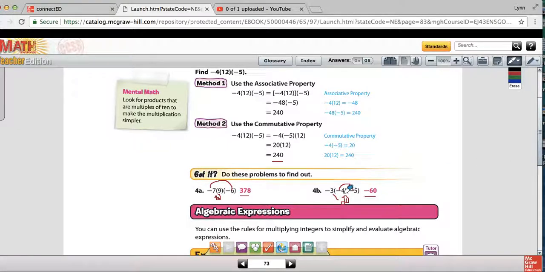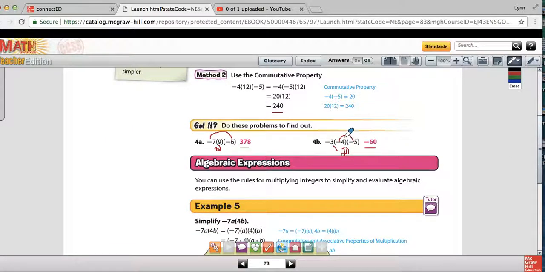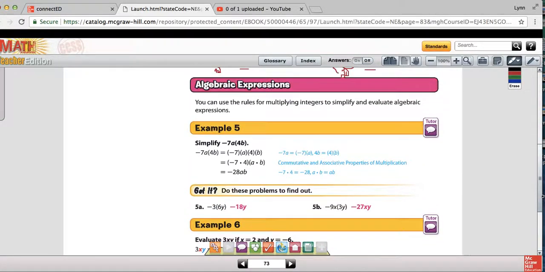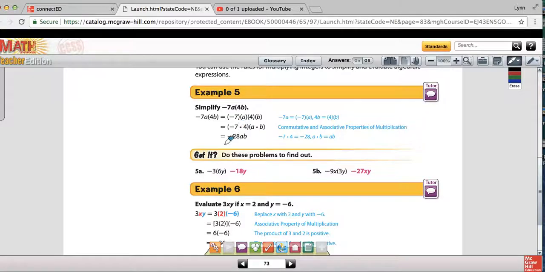You might want to choose to group two negatives together to cancel out the negatives, or you might want to multiply two numbers that are comparable, like they get a nice neat number like 4 times 5, which is 20. But it's all a preference on your part on what you want to do with that. For example 5, we're getting into algebraic expressions where we have variables involved with our multiplication. In 5a, there's really nothing we can do but simplify the coefficient of the y, 6, and multiply that by the negative 3 out front to get a negative 18y.